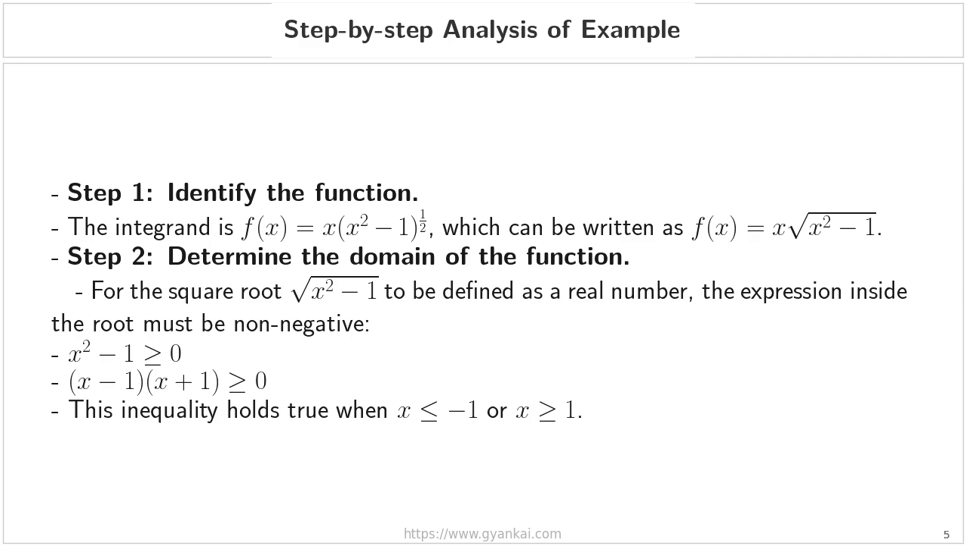So we set up the inequality. x squared minus 1 is greater than or equal to 0. Now, let's factor that quadratic expression. We can rewrite x squared minus 1 as the product of two binomials. x minus 1 multiplied by x plus 1 is greater than or equal to 0. To solve this inequality, we need to consider where each factor is positive, negative, or 0.